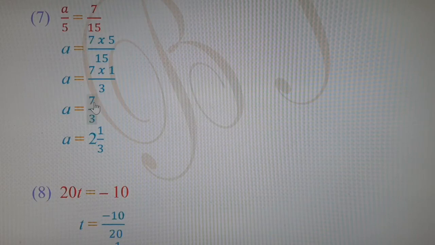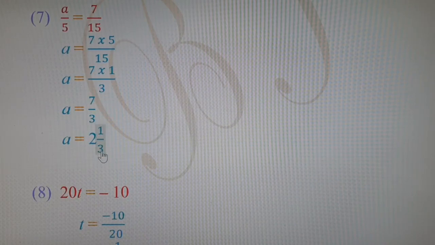And this is an improper fraction because the numerator is bigger than the denominator. Whenever the numerator is bigger than the denominator, we have to convert into a mixed fraction. And to convert into a mixed fraction, we use the multiplication addition rule, the MA rule. Multiplication M and addition A. So we'll keep the denominator 3 as it is.